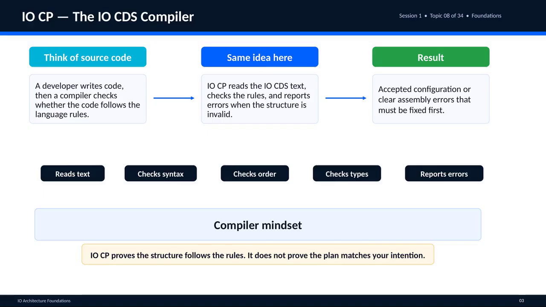The easiest way to remember IOCP is to compare it to a compiler. A compiler does not ask whether the program solves the right business problem. It checks whether the code follows the language rules and whether the pieces fit together structurally. IOCP works in a similar way for an IOCDS. It reads the text, checks the required structure, and produces either a valid assembly or errors that must be corrected. This comparison is useful because it also reminds us about the limitation. A program can compile and still be logically wrong. In the same way, an IOCDS can assemble and still point to the wrong real-world destination.